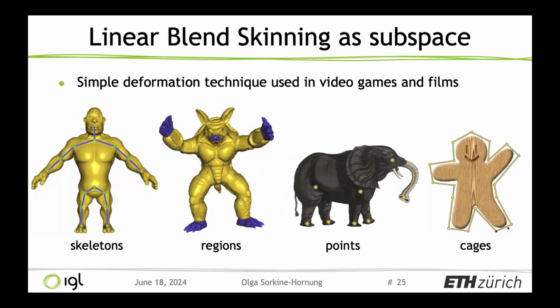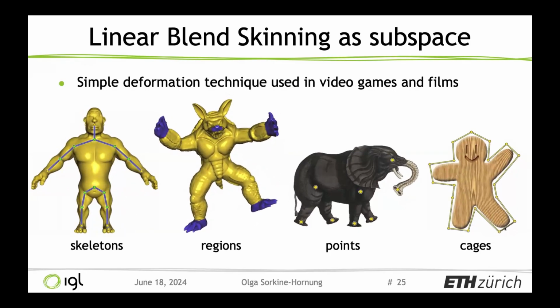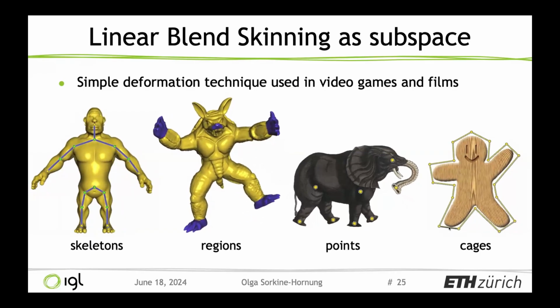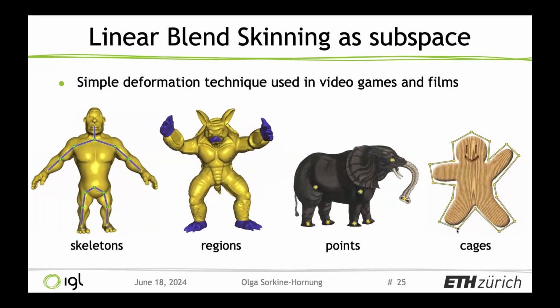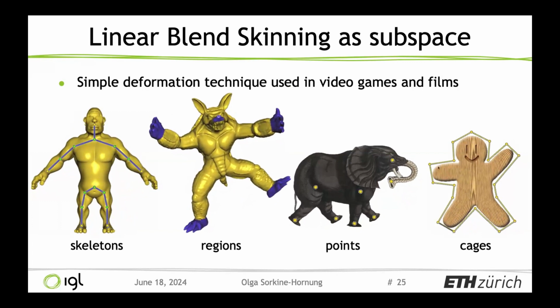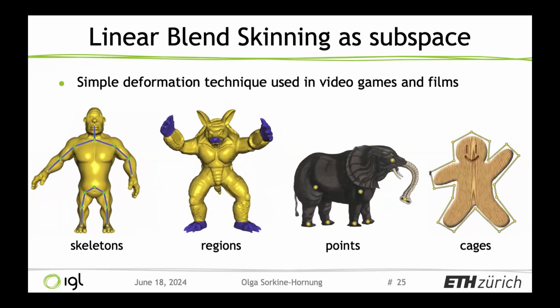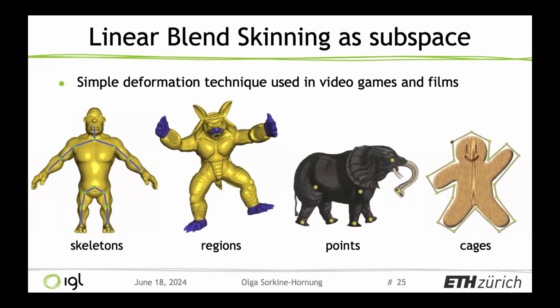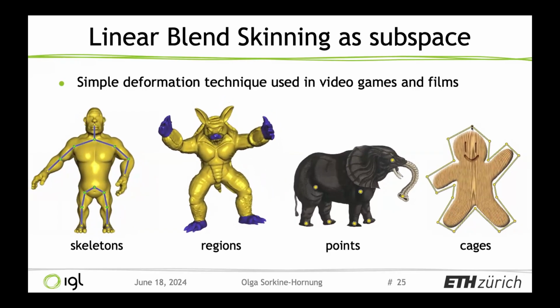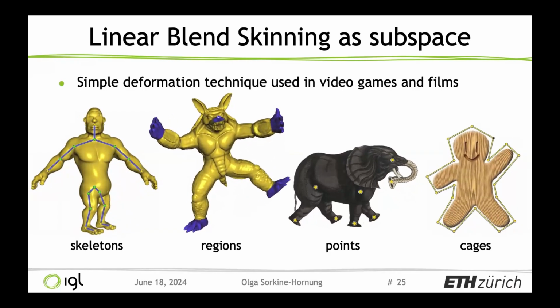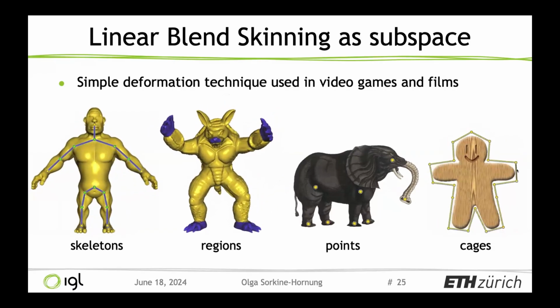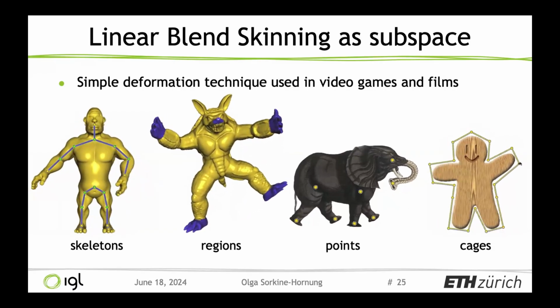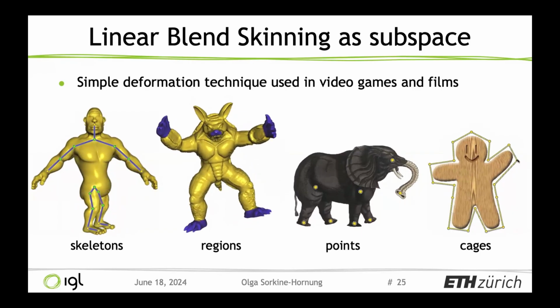So what Alec proposed was to use a very well-known subspace formulation from the gaming community at the time, and that's called linear blend skinning, or skinning in general. It's a very simple deformation technique where you can have skeletons or handles or even cages around your shape. And the prescribed transformation at those handles, for example, bones of a skeleton, are somehow smeared over the whole object using the so-called linear blend skinning technique.